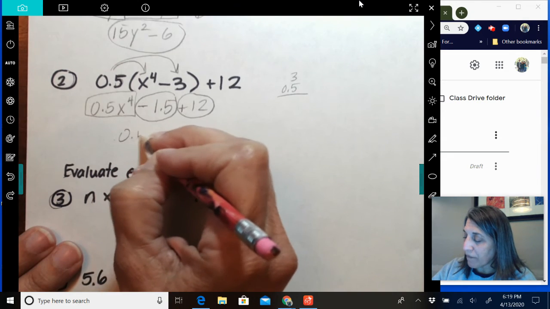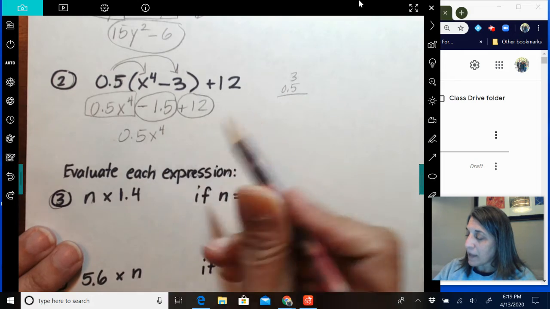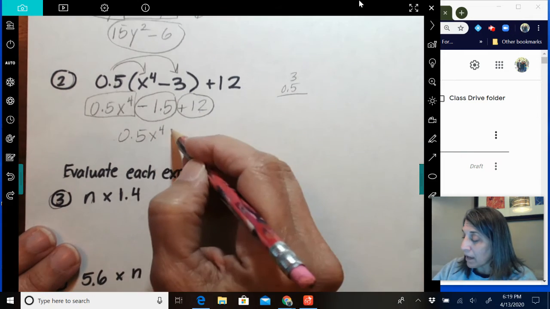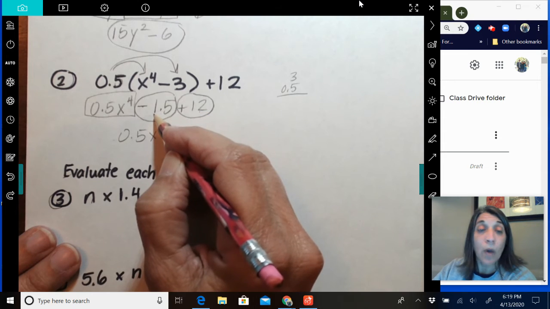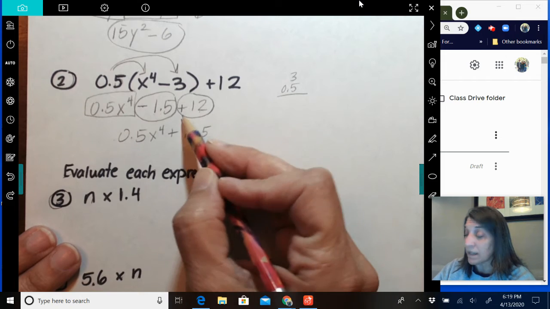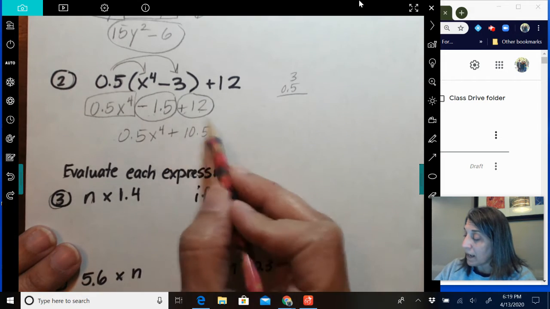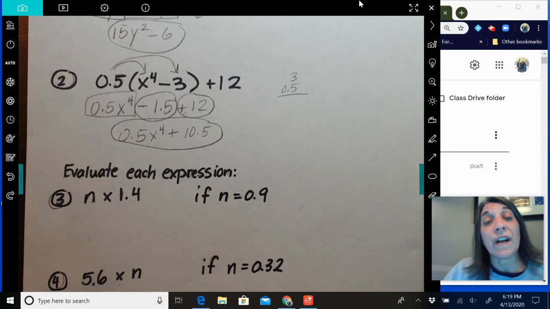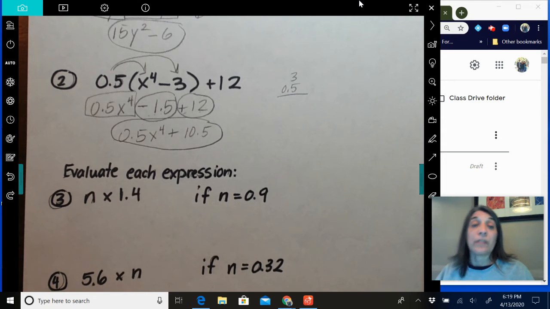So I don't need to do anything to this. This is just going to be 0.5 x to the 4th. And then if I have 12 and I take away 1.5, I can do that mentally. If I have 12 and I take away 1, I have 11. If I take away half more, it's 10.5. And it's positive because the 12 is positive and I'm just subtracting a smaller number from it. So you should have gotten 0.5 x to the fourth plus 10.5 as your answer.